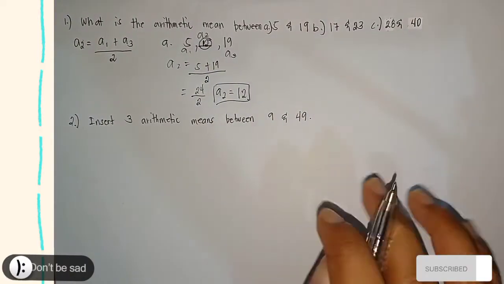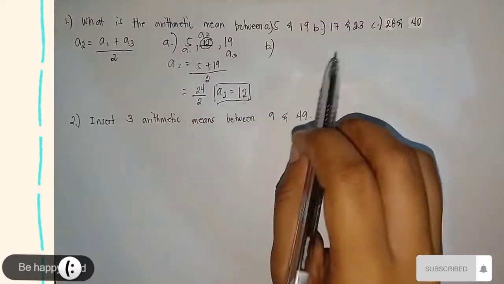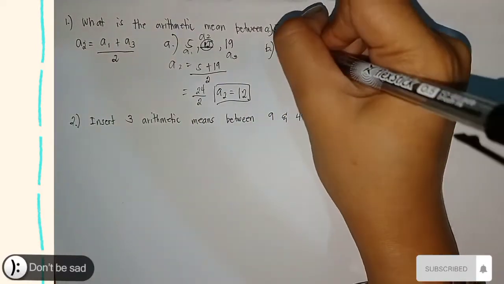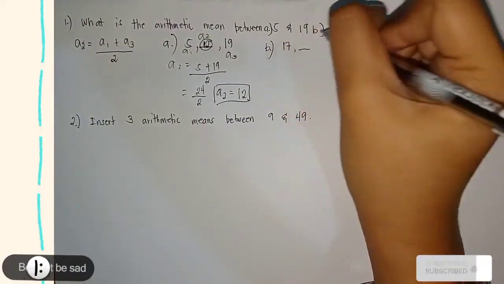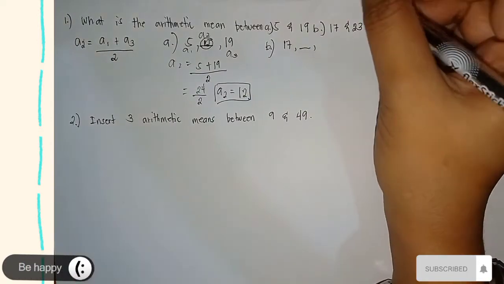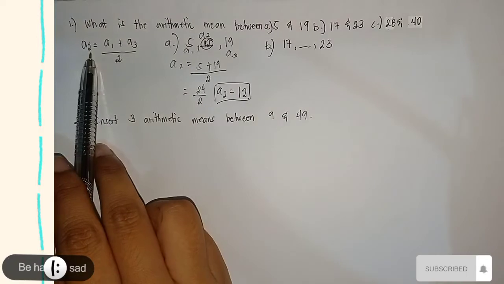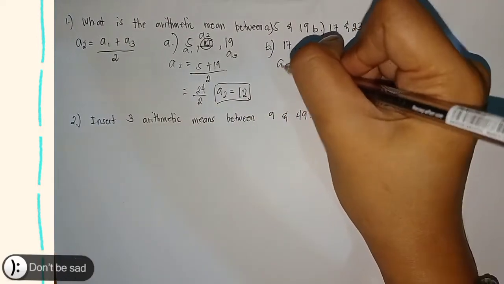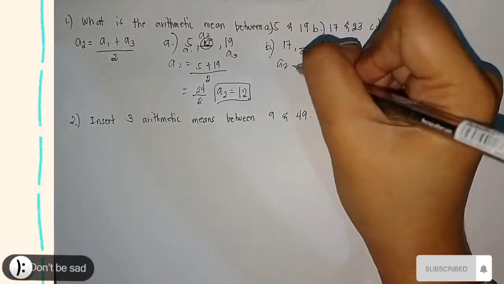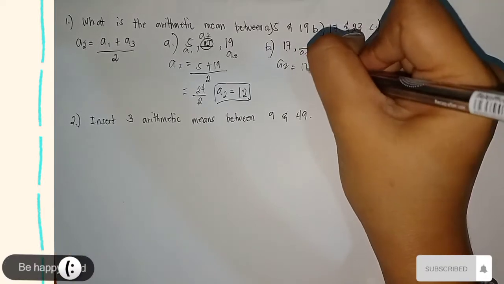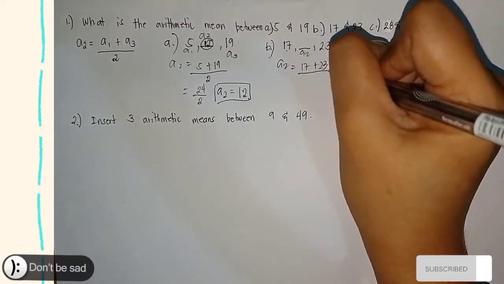12. Next, ating letter B. We have 17 and 23. So, hanapin daw natin yung arithmetic mean. So, pinakagitna lang talaga siya. And 23. So, gamitin ulit natin tong formula, a sub 2. Ayan, a sub 2 ang hinahanap natin is equal to 17 plus 23 over 2.